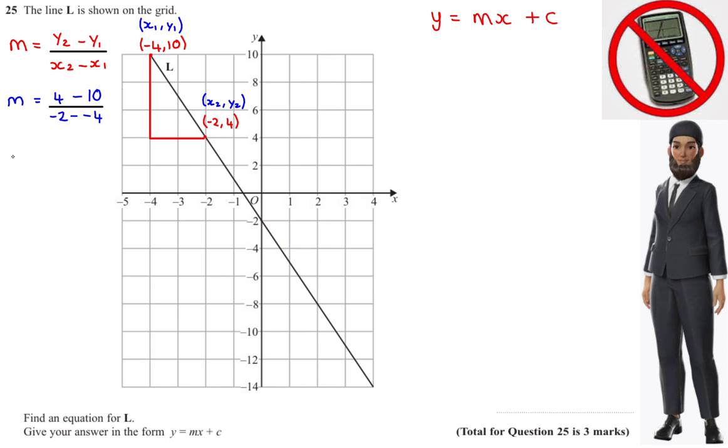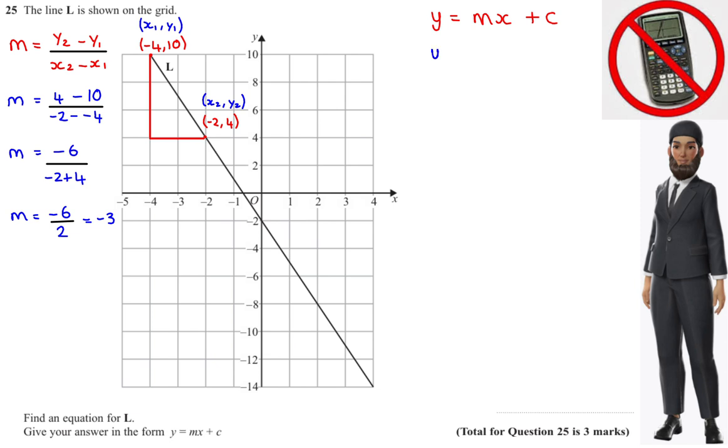And then you're going to end up with m is equal to -6 all over... well, we know a minus and a minus makes a plus. So therefore you should get -2 plus 4. So finally you should end up getting -6 over +2. That could further be simplified to -3, so which works out to be -3. So there's our gradient over there.